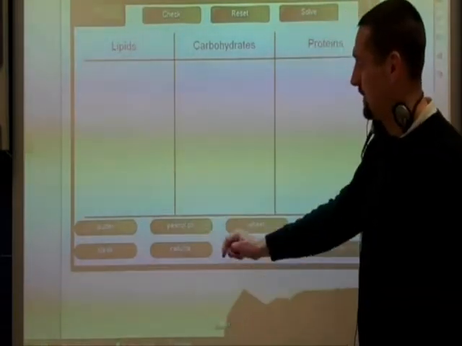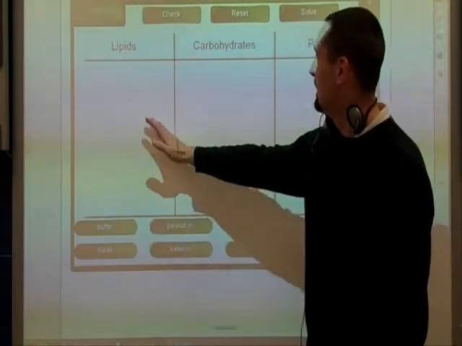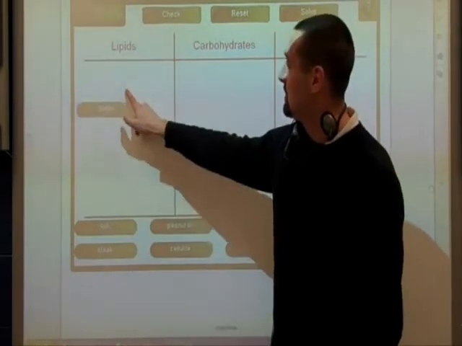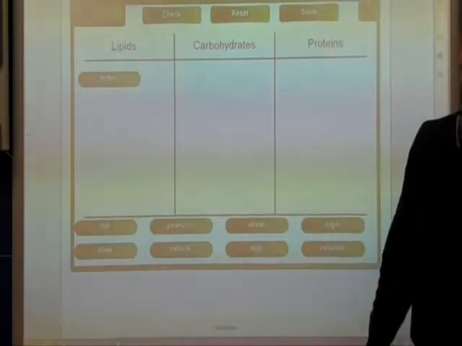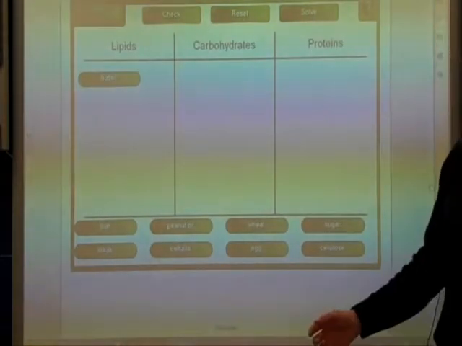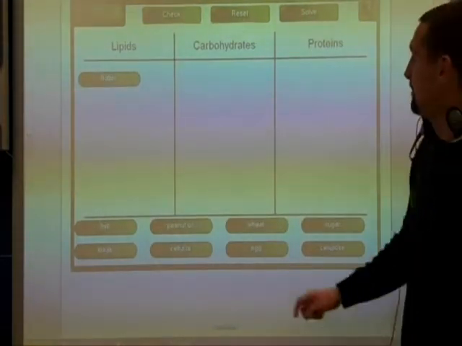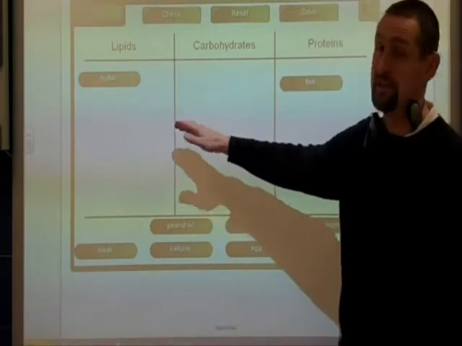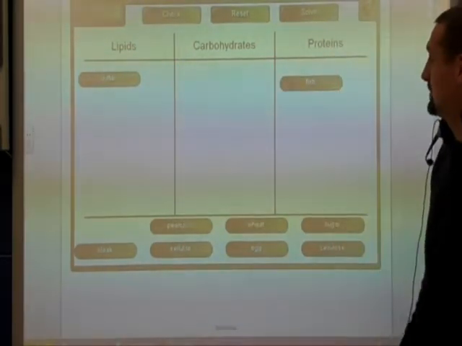What would be a lipid here? Butter, would that be a lipid, a carbohydrate, or a protein? Well, it's definitely from animals. Definitely has C, H, and O in it. It's definitely saturated. That's a lipid. Fish is a great source of protein. Now, we can get some good oils from fish, but primarily we use fish as a protein source.